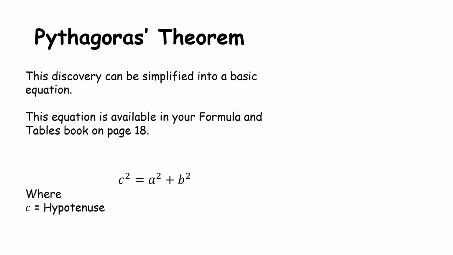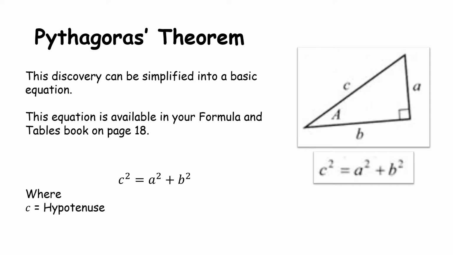So if we want to simplify this, we can use the formula which is on page 18, and it's c squared is equal to a squared plus b squared, where c is equal to the hypotenuse. It doesn't matter which arm you label a and which arm you label b. The important one is c. So once you get c correct, the other two do not matter.